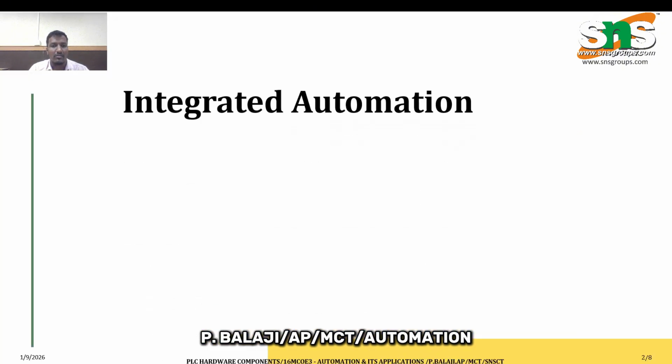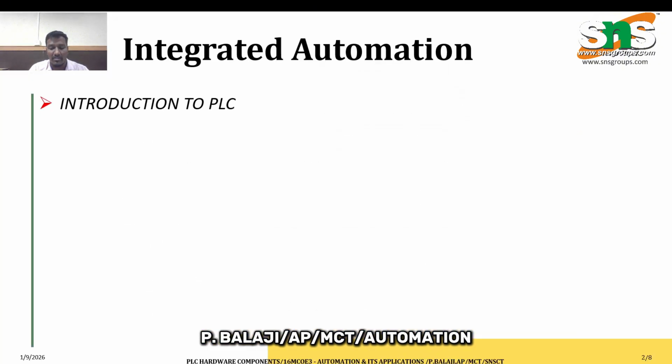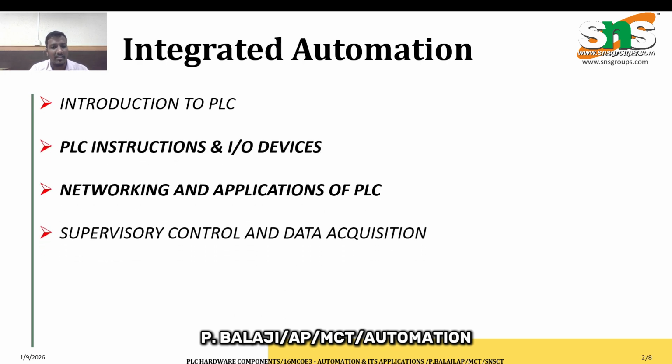Okay, so basically, in our integrated automation system, in this video, we are going to see both the PLC and input output devices, that means how we are going to interface our PLC and input output devices with our SCADA system, and network applications of PLC, and then SCADA system and DC system too.